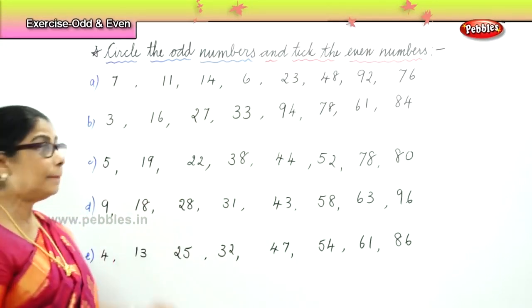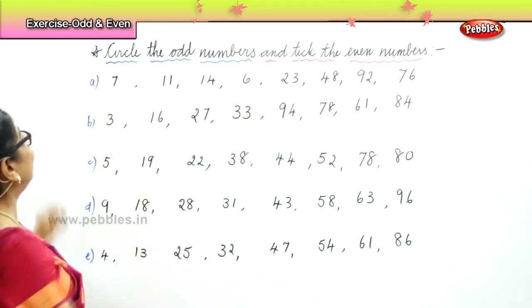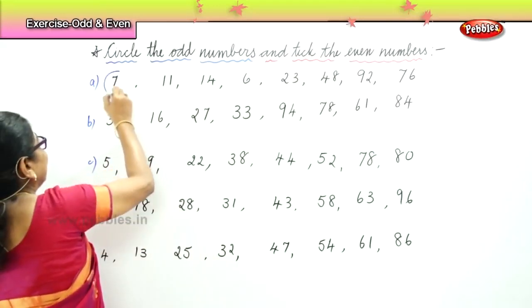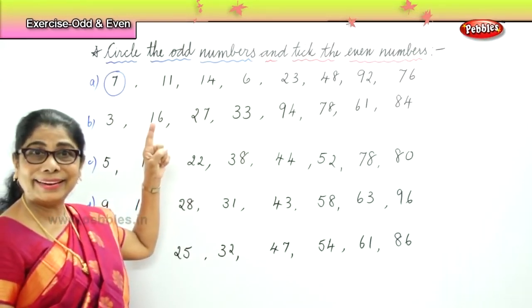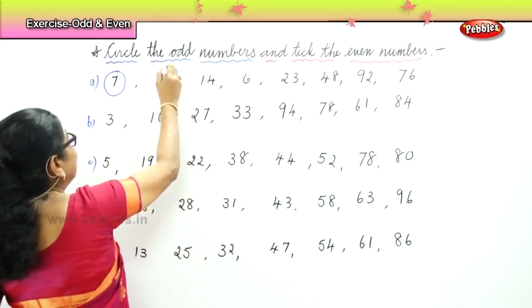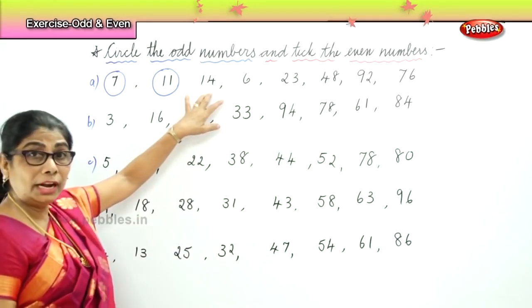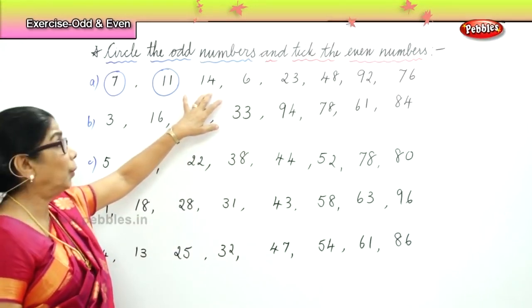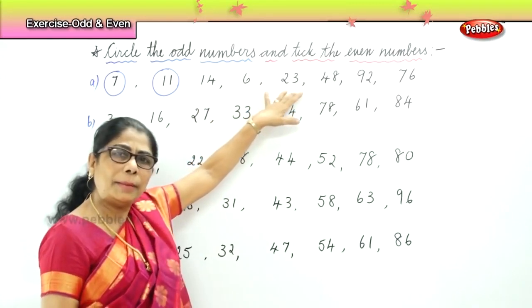You take the first set of numbers. Is 7 an odd number? Yes, very good. So circle. Then here, 11 ends in 1, so it's an odd number. Very good. Next. Is 14 an odd number? No. Is 6 an odd number? No. Is 23 an odd number?